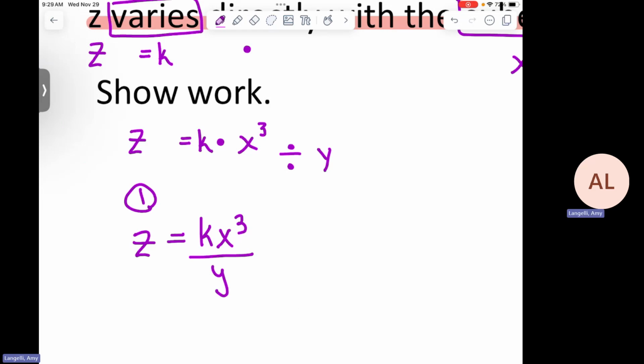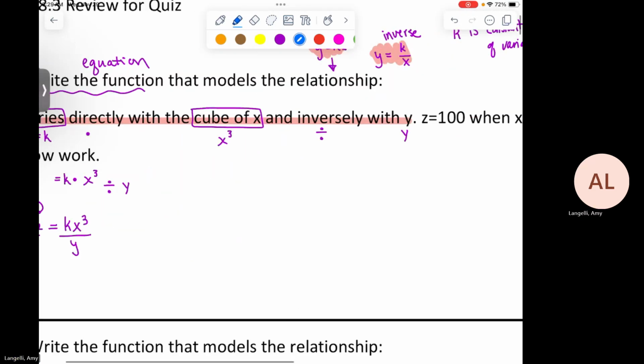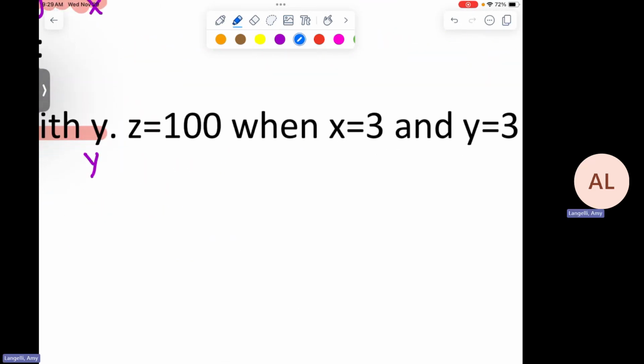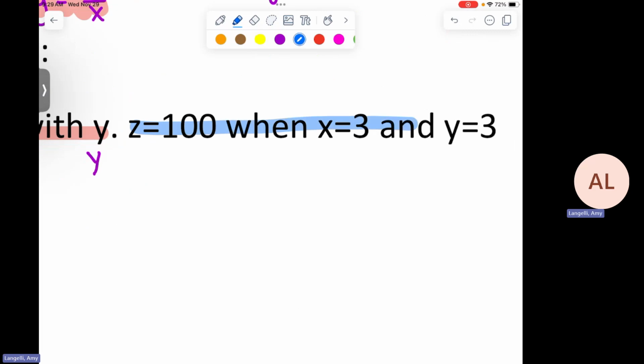And then we read the next sentence. I'll highlight the next sentence in blue. Here's the given information. This leads us to step 2. So z is going to get replaced with 100. X is going to get replaced with 3. And y is going to get replaced also with 3.